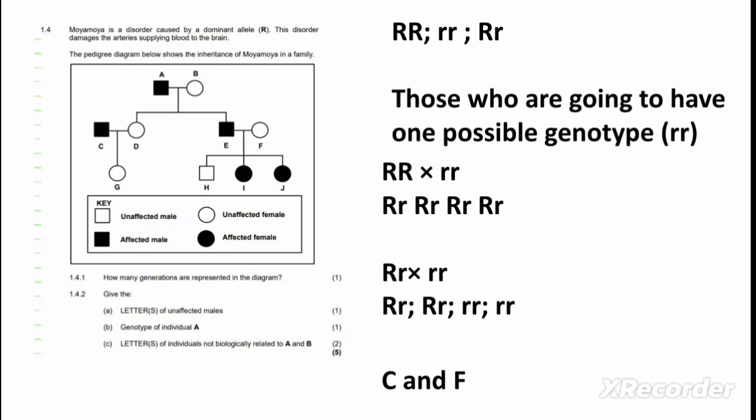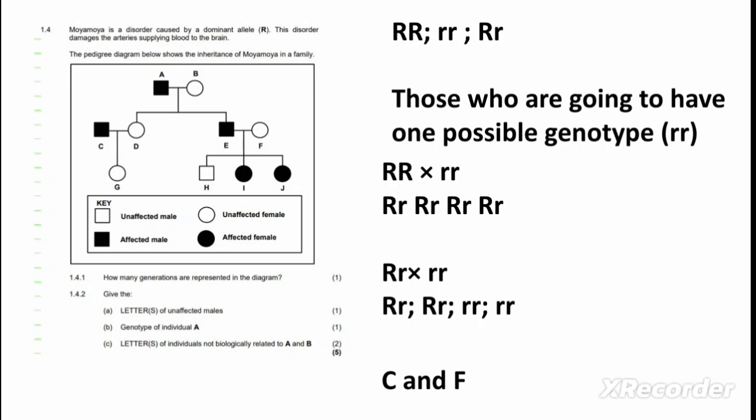So the first thing you do before answering questions is that you are going to write 3 genotypes using the letter that you're given. You're given R, you're going to write 2 capital letter R's, 2 small letter R's, and the heterozygous, which is the big letter and the small letter. If you were given S, you were going to write 2 capital letter S, 2 small letter S, and a heterozygous, which is the capital letter S and the small letter S.